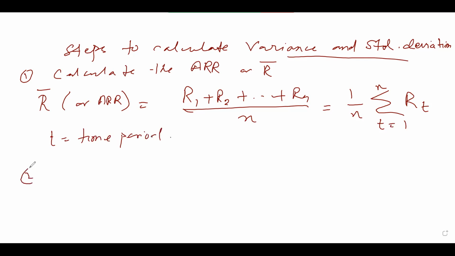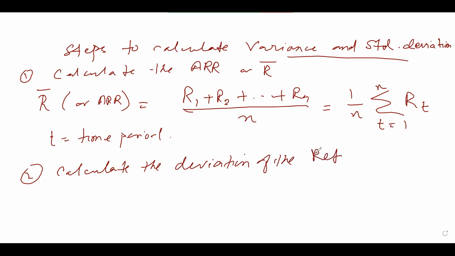Second step is you calculate the deviation. Calculate the deviation of the returns from the average rate of return. Simply take these steps to make it easier. So this is your R minus your average rate of return.